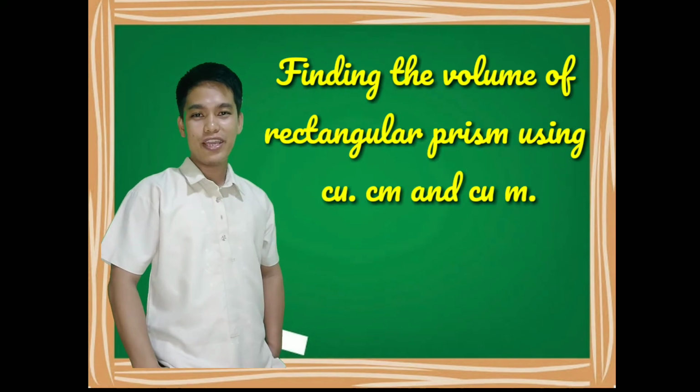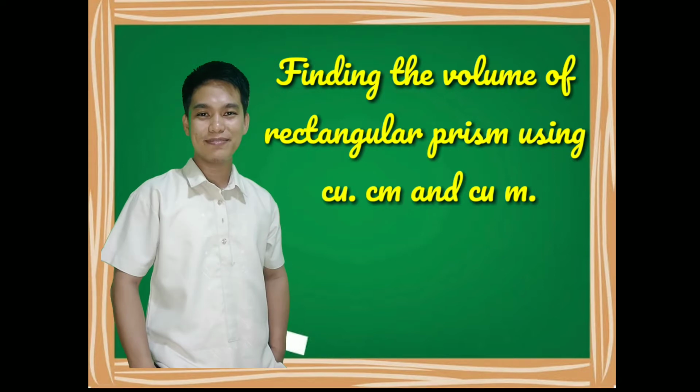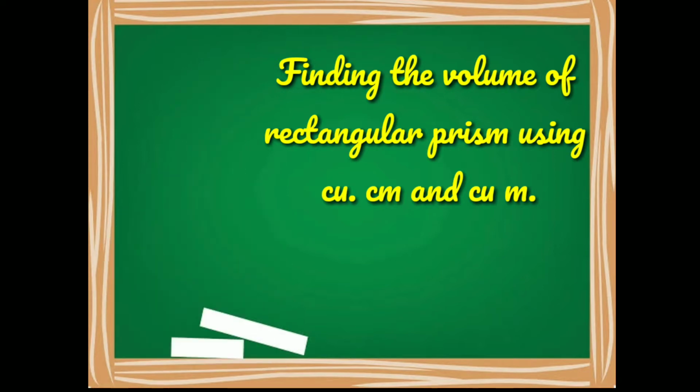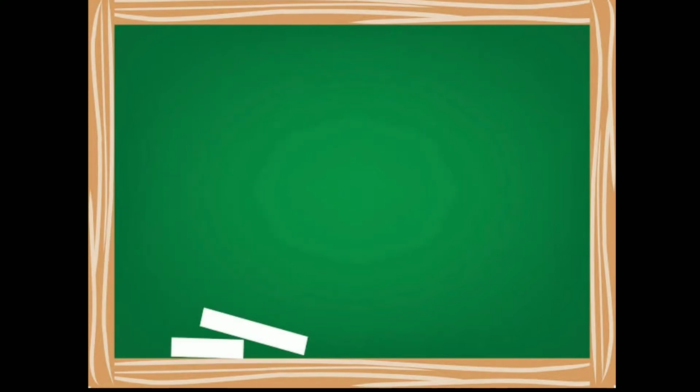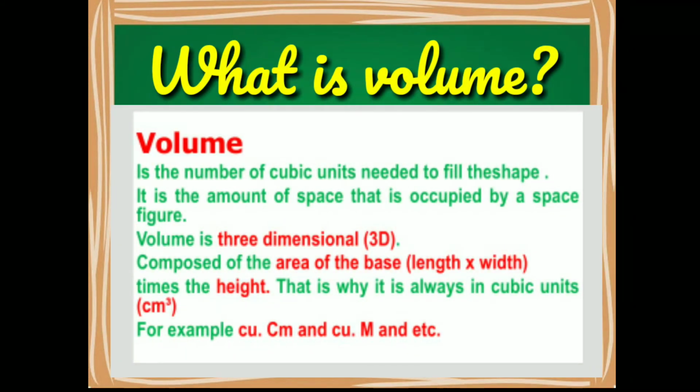Our lesson for today is all about finding the volume of rectangular prism using cubic centimeter and cubic meter. But before we are going to discuss about finding the volume of rectangular prism, let us first define what is a volume. Volume is the number of cubic units needed to fill the shape. It is the amount of the space that is occupied by space figure.